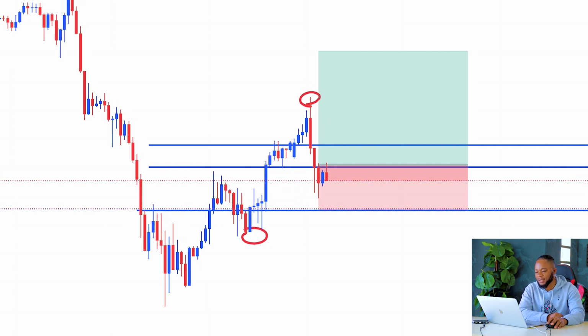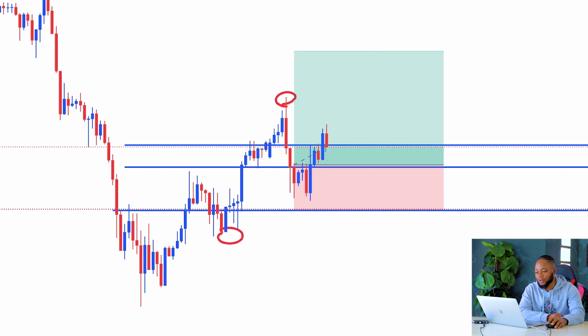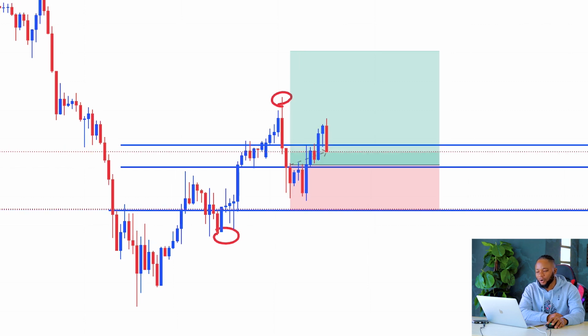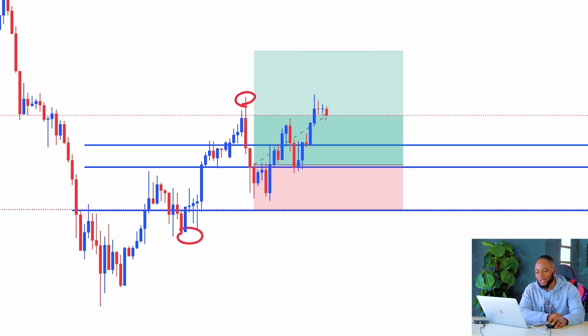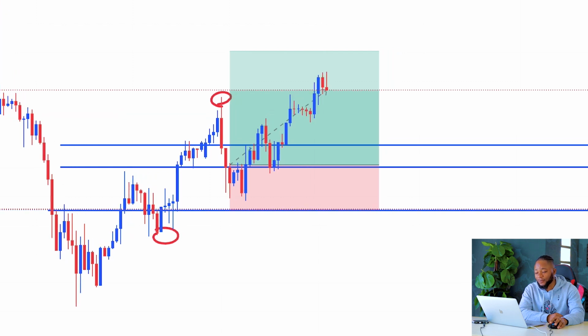You can see the market is still dropping. Can you see this? We are already in profit. Can you see this? Very soon we're going to be hitting our take profit.